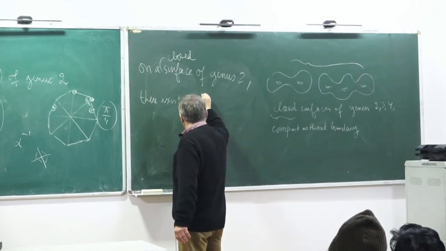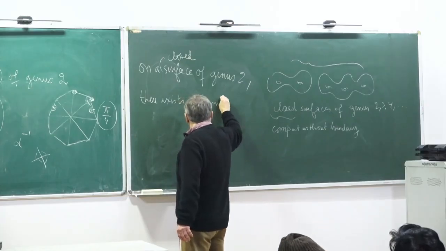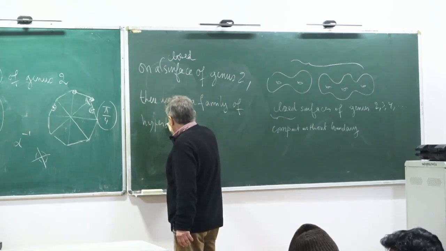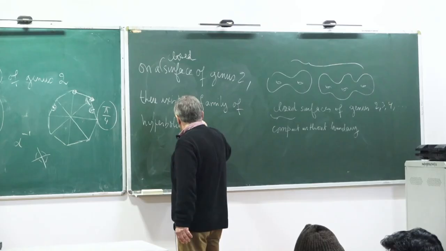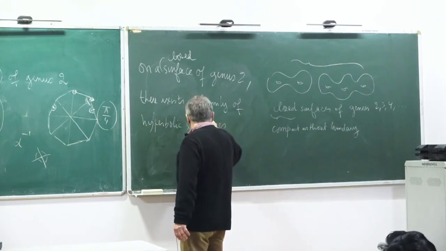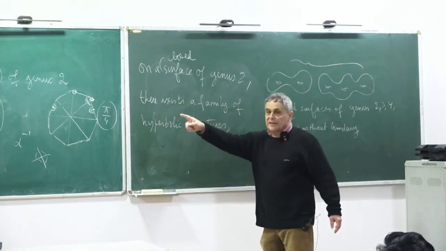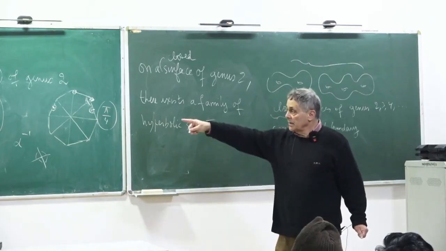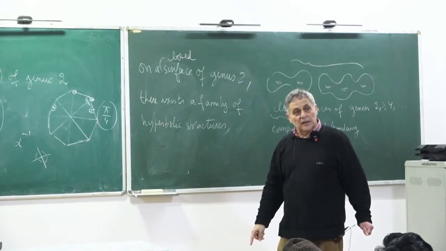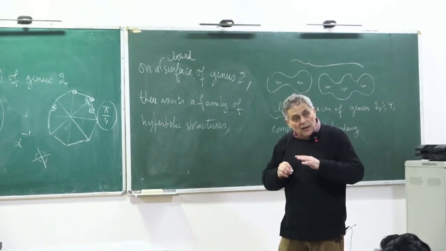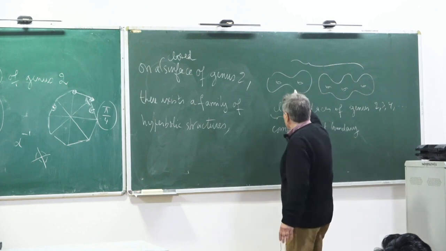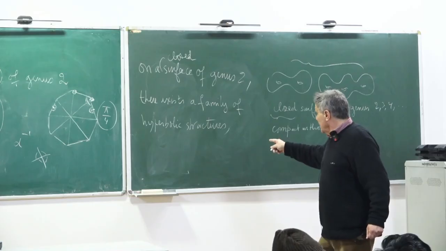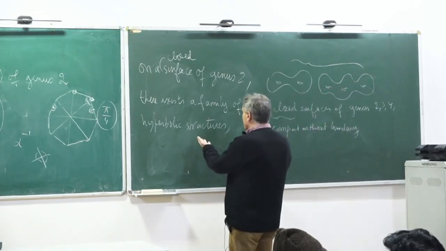There exists a family of hyperbolic structures obtained by varying the sides of the hyperbolic octagon. In fact, it is a theorem that all hyperbolic structures on this surface, you can find them like this. And then the thing which I want to say, a family.